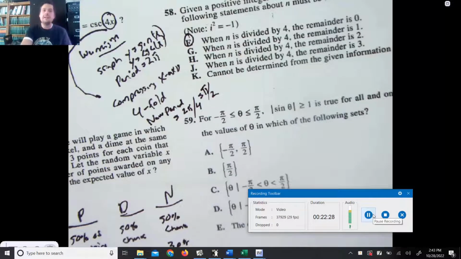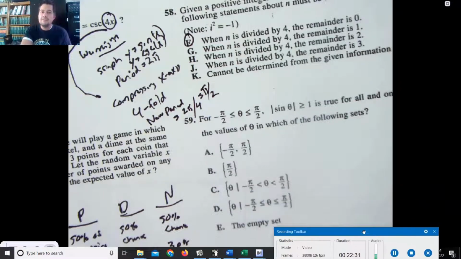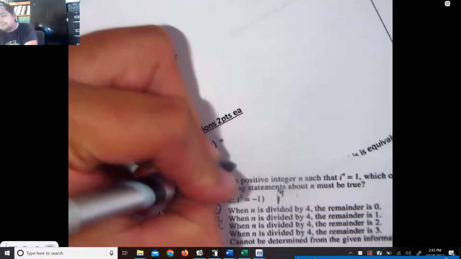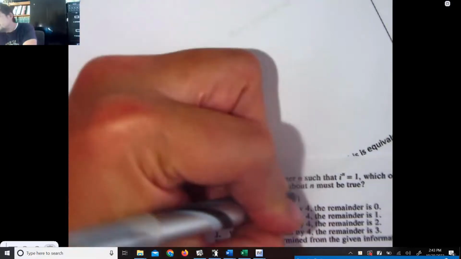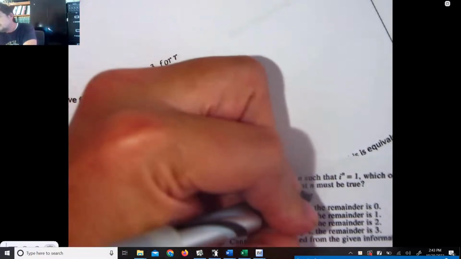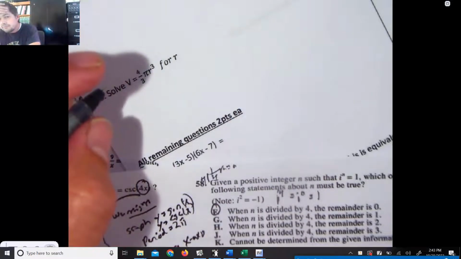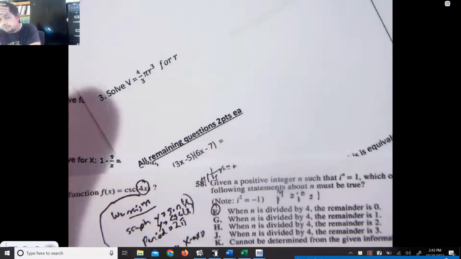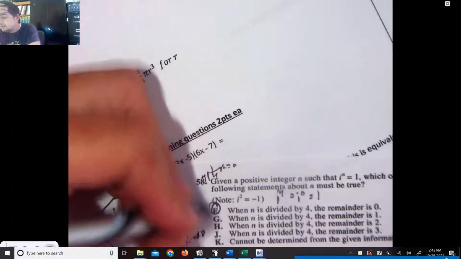All right, so back to this. Why did I pick that? Well, because I know exponential rules. Say you had i to the 4th. I've taught you that you take your exponent, divide by 4, and keep the remainder. i to the 4th is i to the 0 power. Anything to the 0 power is 1. So when n is divided by 4, the remainder is 1. See? Anyways, that's the deal.